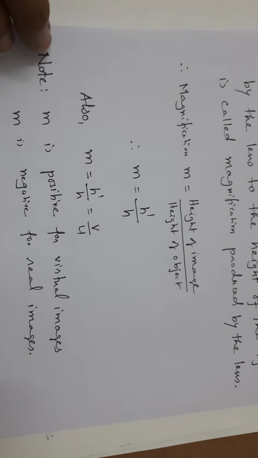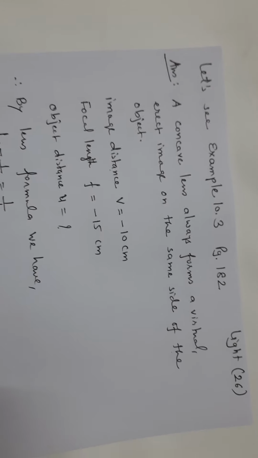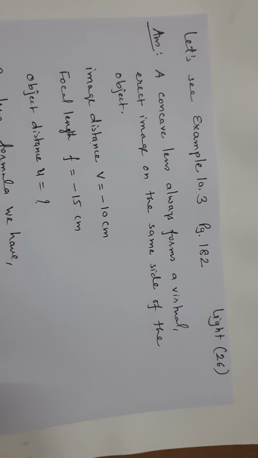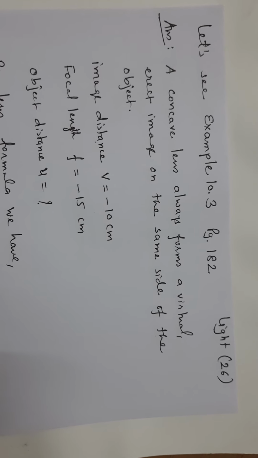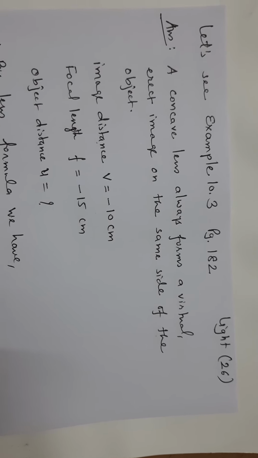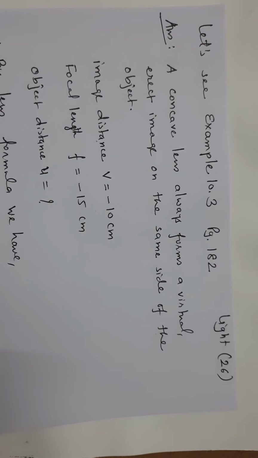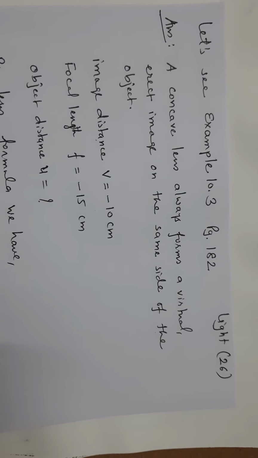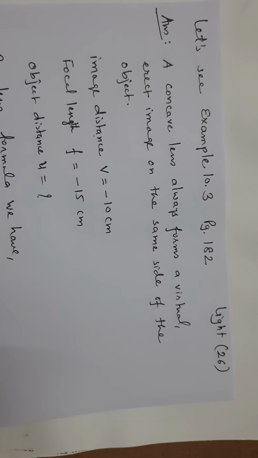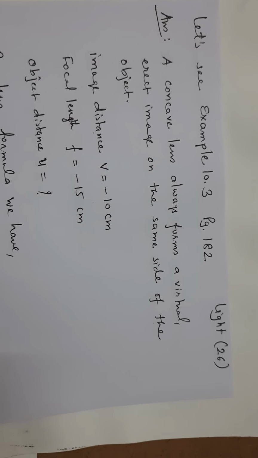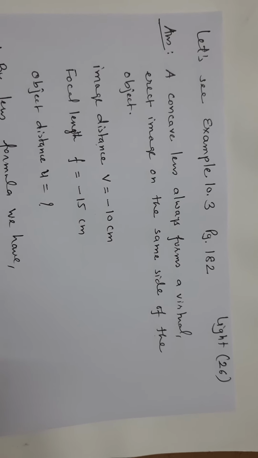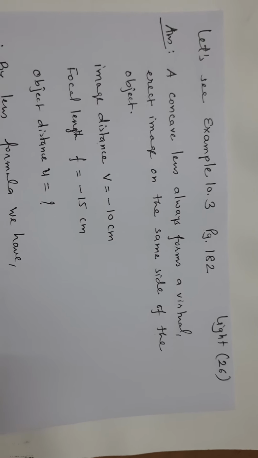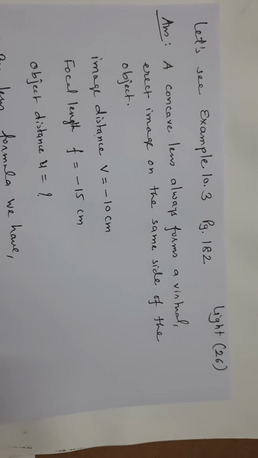We are now coming to one numerical based on it, and that is numerical 10.3. It is given on page 182. Now the solution is: a concave lens always forms a virtual erect image on the same side of the lens, and that's why the position of the image, given as 10 centimeter, we will write v equals minus 10 centimeter, because it is on the same side, the left hand side of the optical lens. Focal length is also negative, so f is equal to minus 15. We want to find out the object distance.